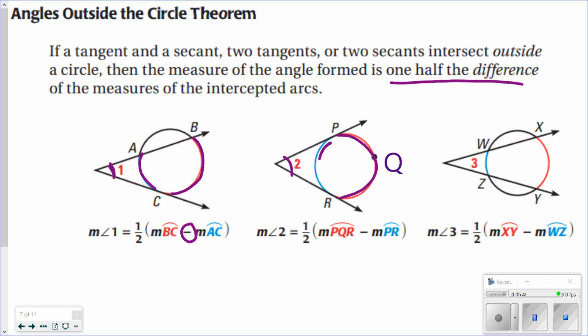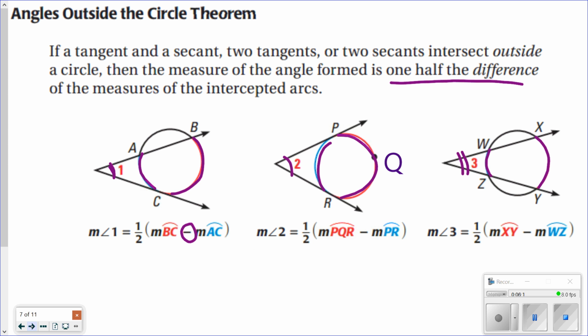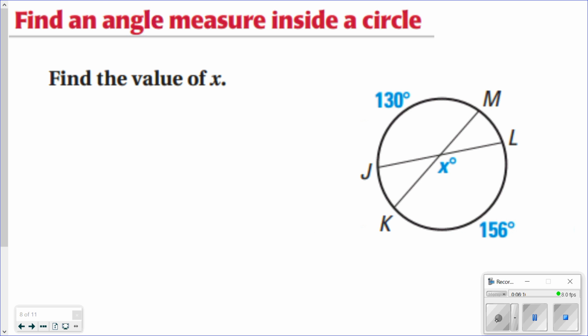And if I'm looking at angle 3 here, same thing. I would do 1/2 times the difference of my two arc measures. So remember, when the intersection is inside, we're going to use addition. When the two lines collide outside, we're going to use subtraction. So let's try to put this all together.